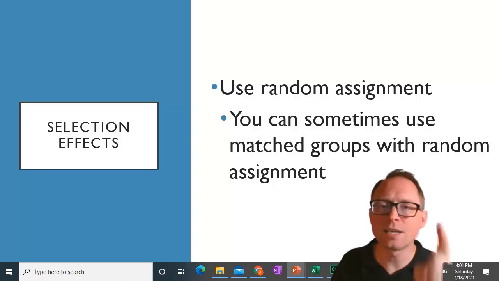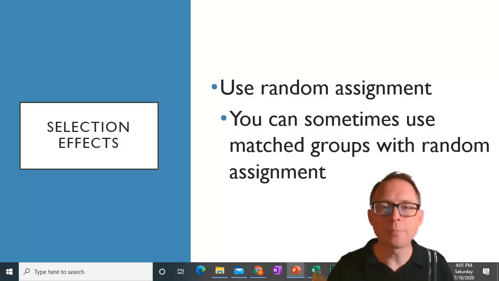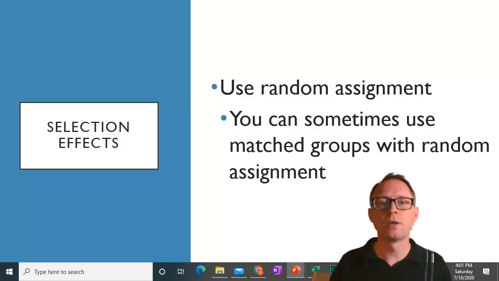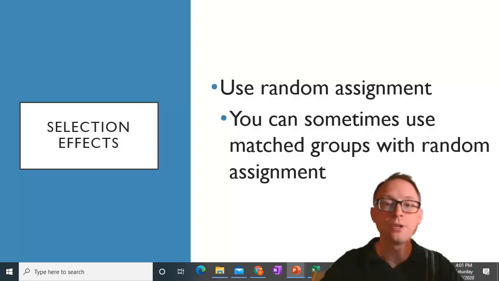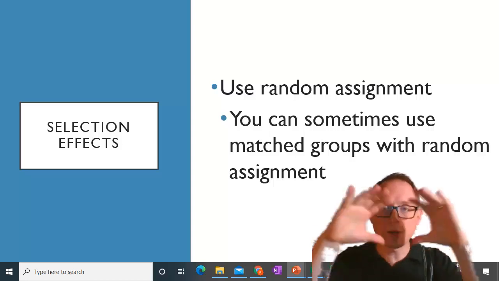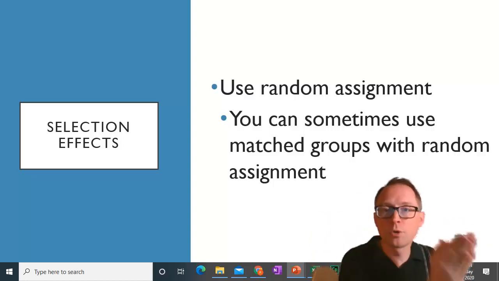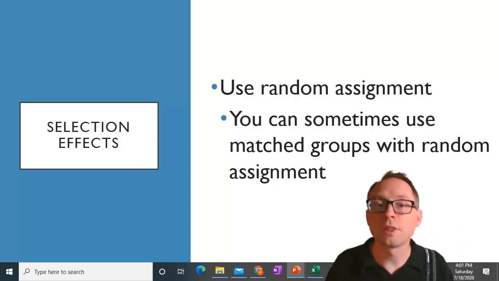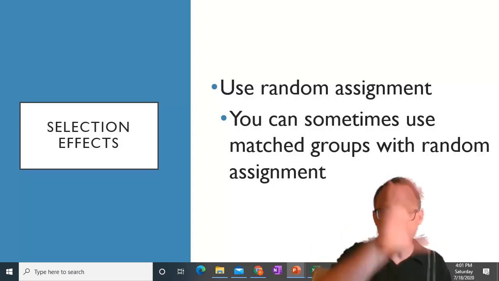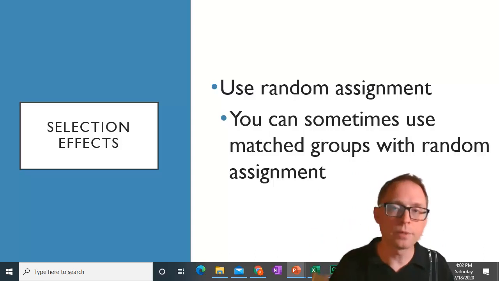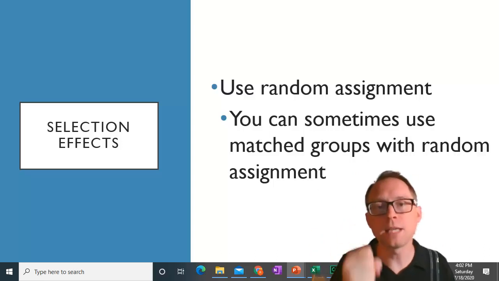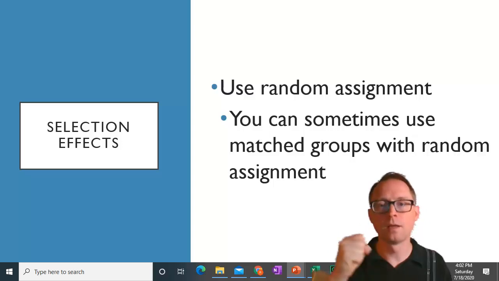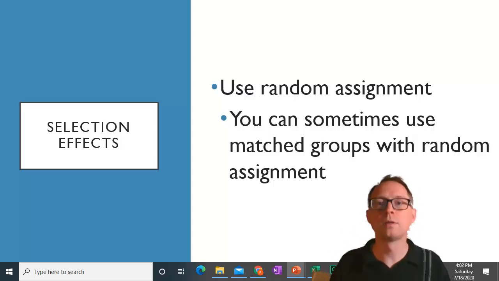Now, notice that I did not say random sampling. Random sampling is not the same as random assignment. Random sampling is how you get people to be in your study. Random assignment is once you have the people in your study, you assign them to different groups, which are different levels of the independent variable. You can do a study with convenient sampling and random assignment. Assignment and sampling are not the same thing. Assignment is how people are put into levels of the manipulation. Sampling is how you get people to be in the study at all.